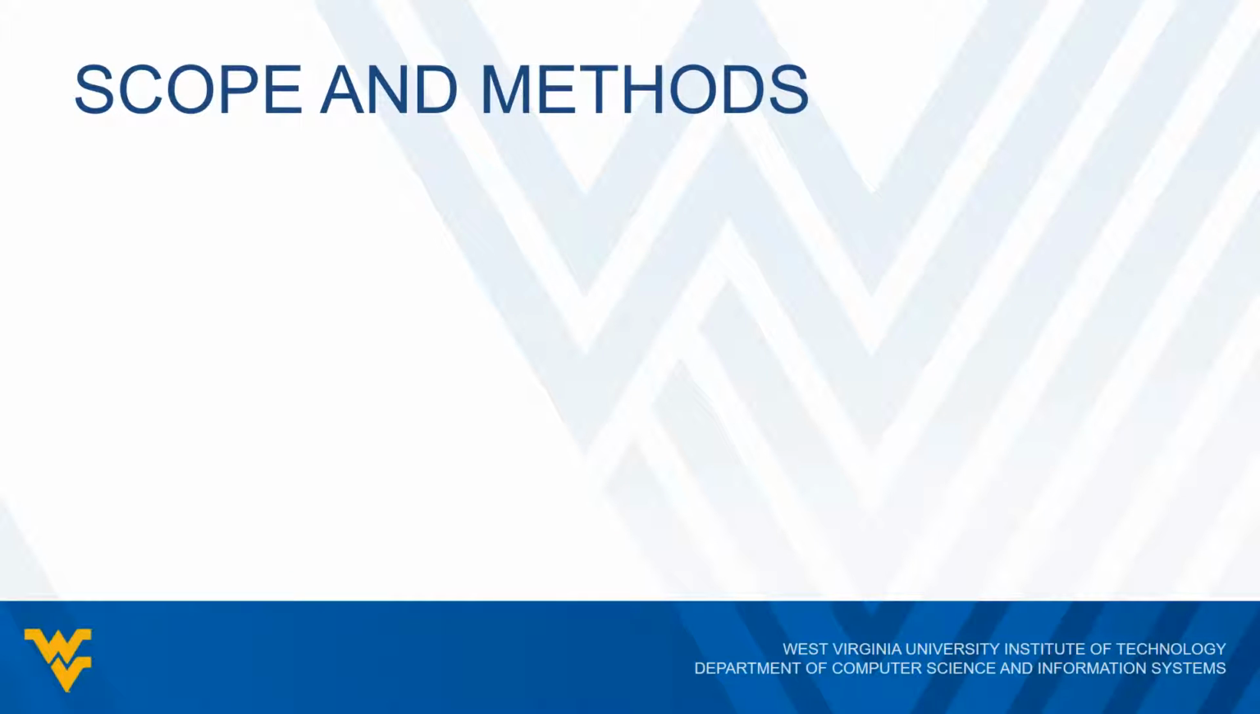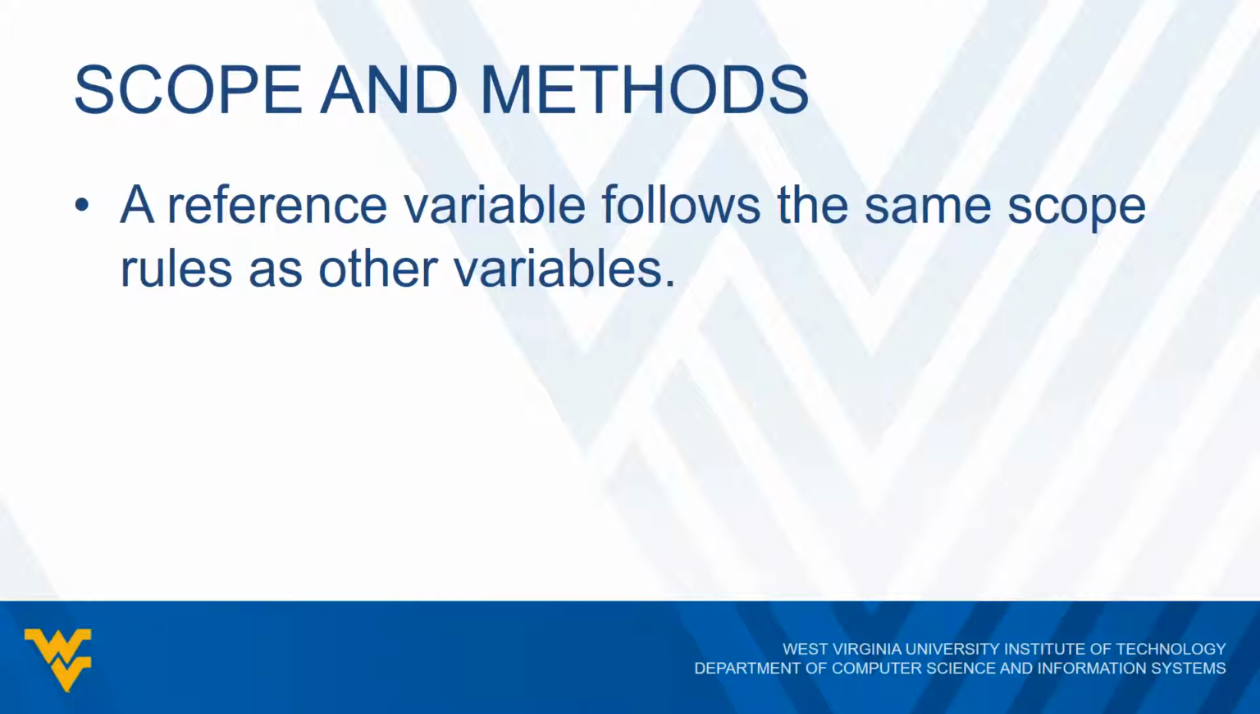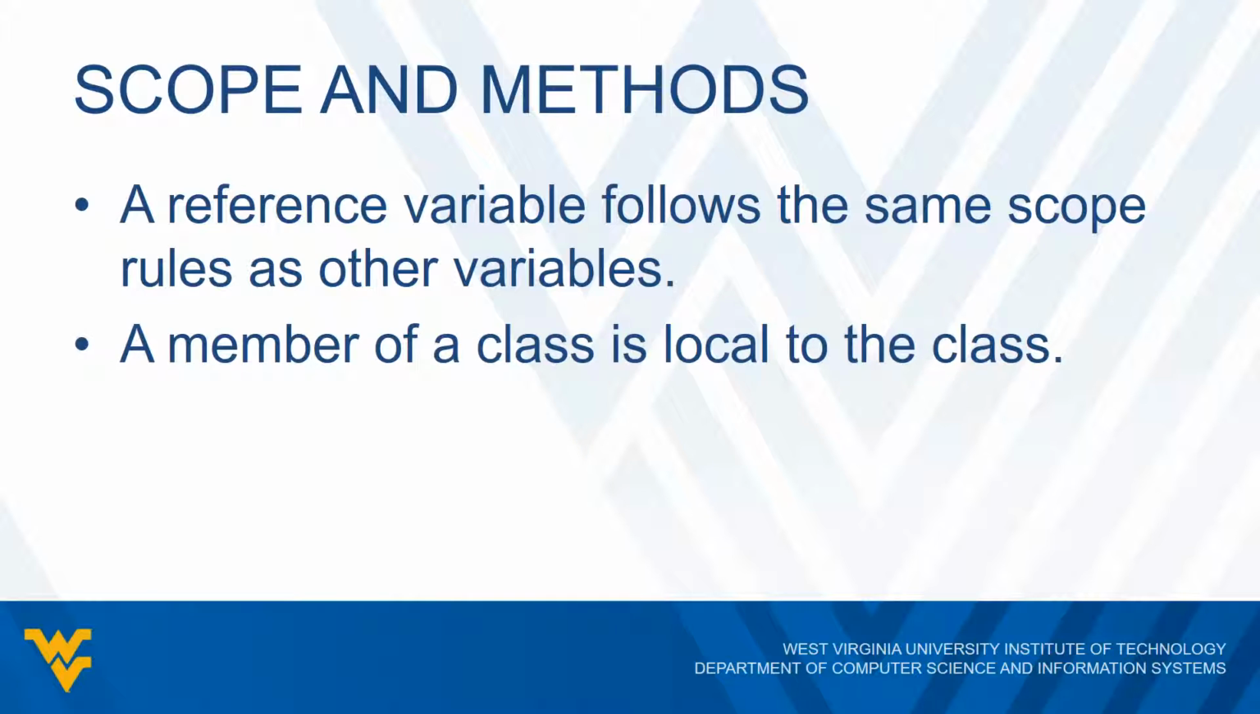We'll finish up the lecture by talking a little bit about the scope of the reference variables and some of the properties of methods that can be applied to reference variables. It's first worth noting that a reference variable follows the same scope rules as other variables. So if you think about all of the scope rules we talked about before, about where a variable is declared, where it's visible, that also applies to reference variables. A member of a class is local to that class. So if I define a variable within a class, I can only use it within the class itself. I can't use it outside of it unless you create an object of the class and do something with it.